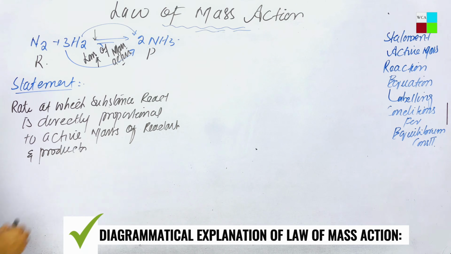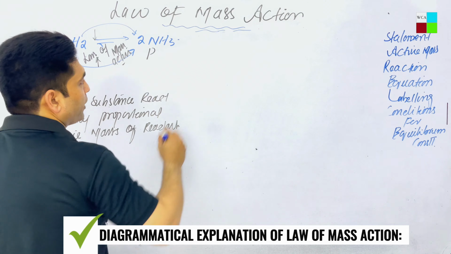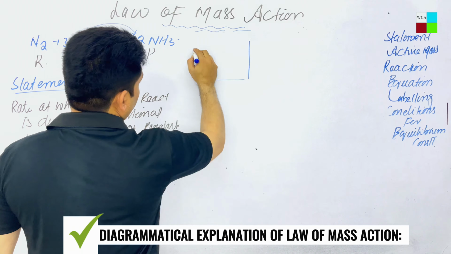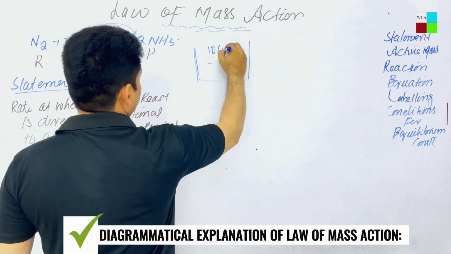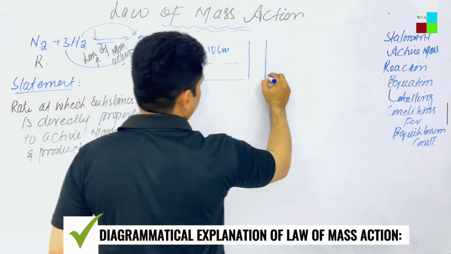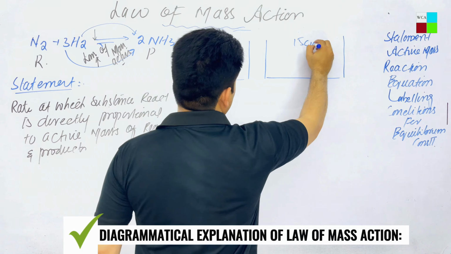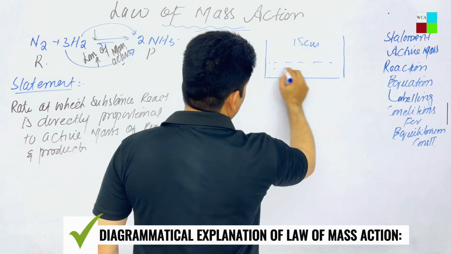Now what are active masses? Let's move toward a diagram, and I am going to explain it properly. We have a beaker whose width is around 10 centimeters, and another beaker whose width is around 15 centimeters. In both beakers we have some liquid, as you can see.